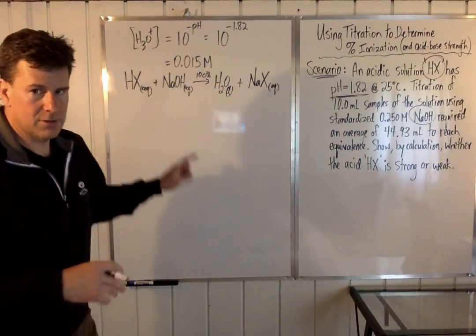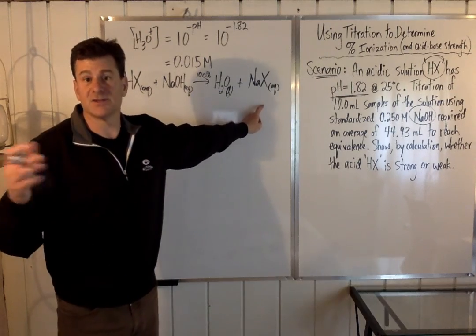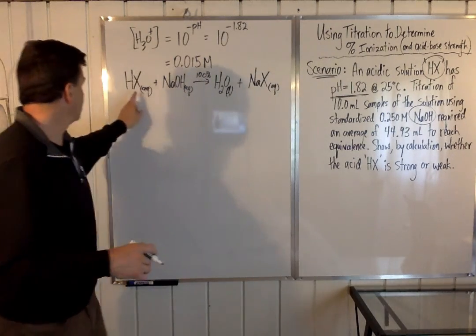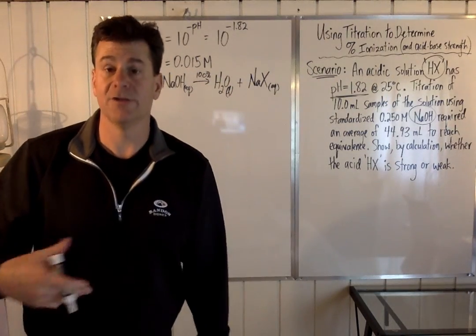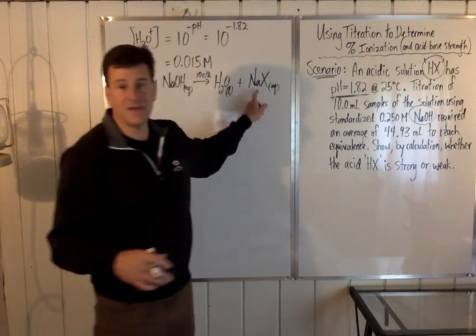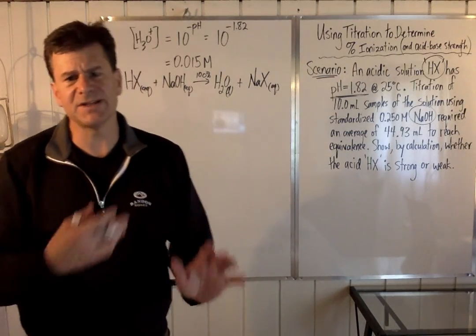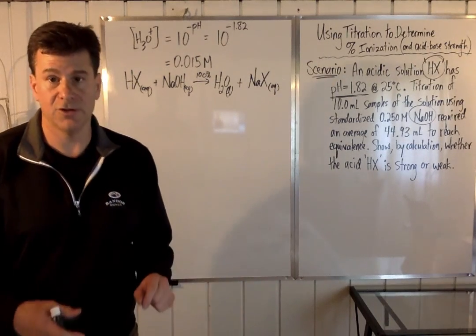Just a quick reminder, the formula of NaX is 1 Na, 1 X, because in this acid, if it's monoprotic, the charge on X must be -1. The charge on sodium is +1. Therefore, it's a 1-to-1 ratio, and that's the formula over there. It's critical because you don't really see the balancing unless you get the formula of the salt correct.